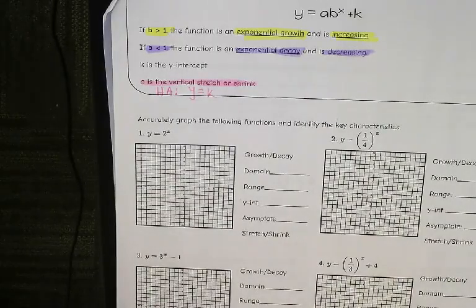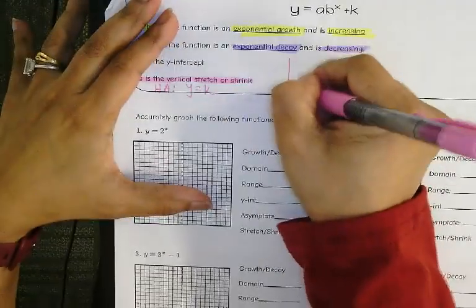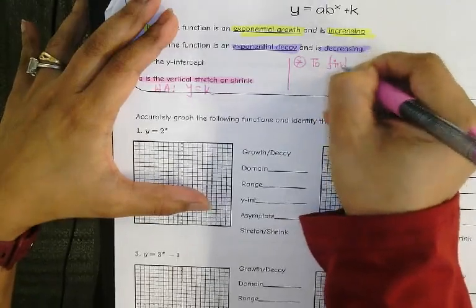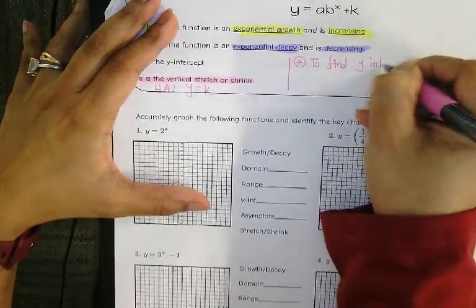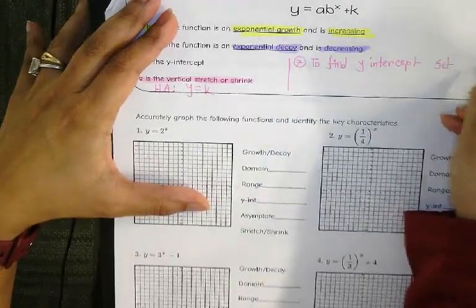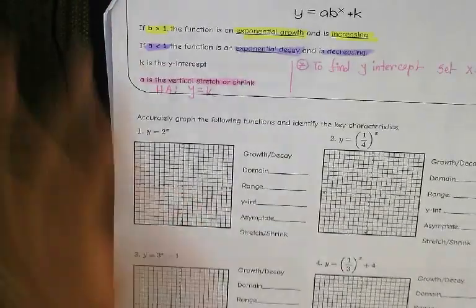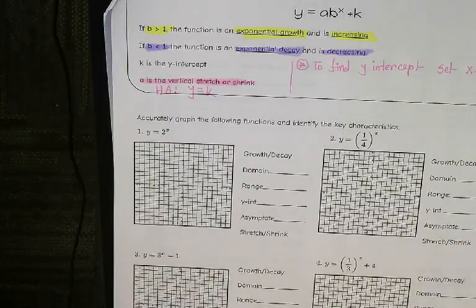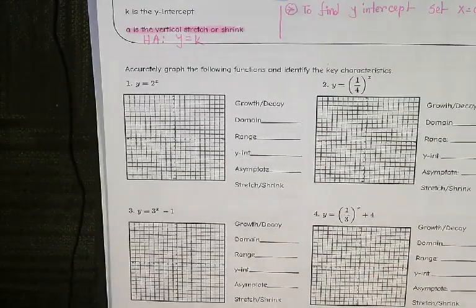And to find the y-intercept, set x equal to 0. And that's going to give you the y value. Whatever the y value you are getting, that's going to be your y-intercept. So 0, that point. Okay? Let's do some of the problems. It will make more sense when we go over there.